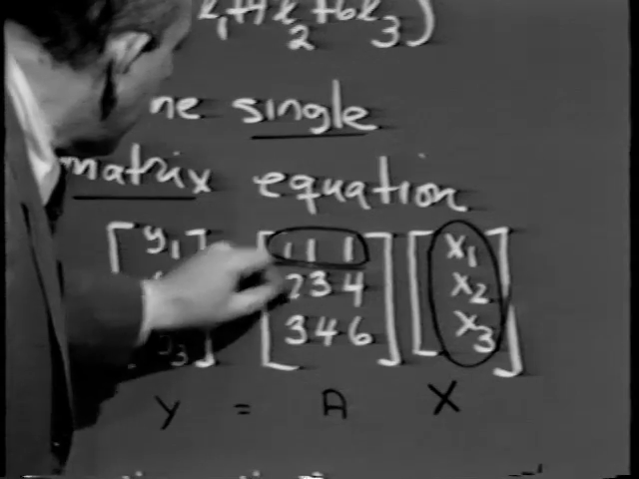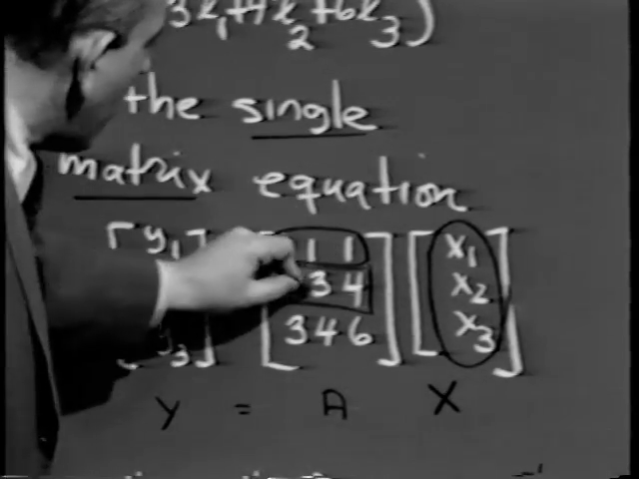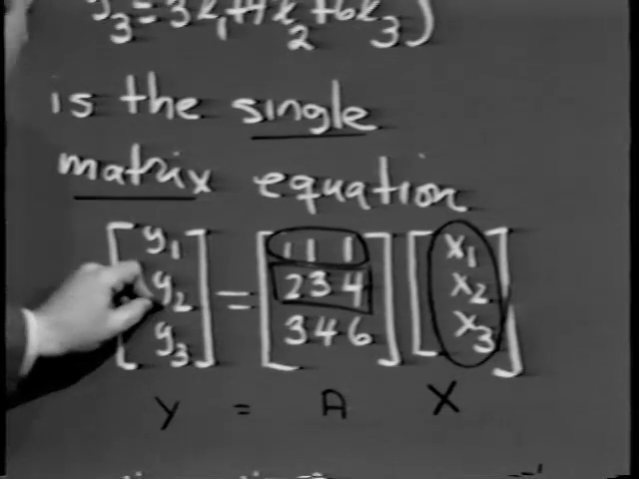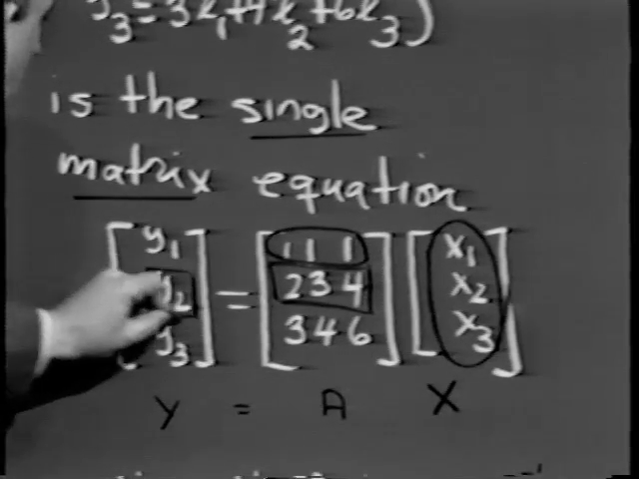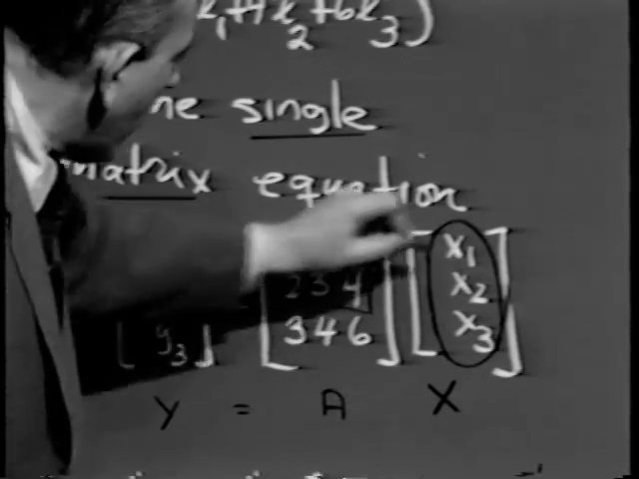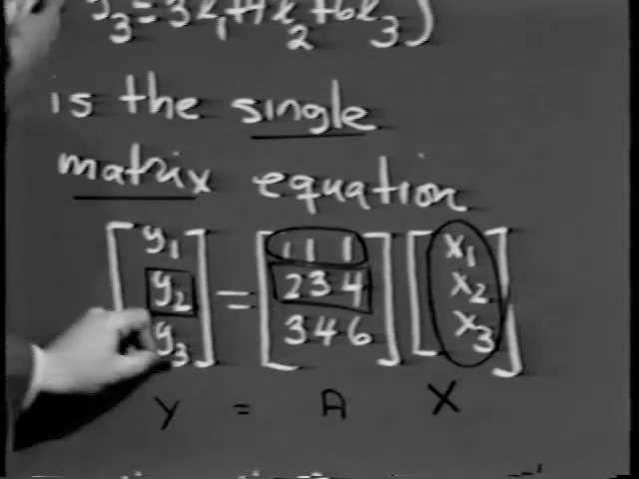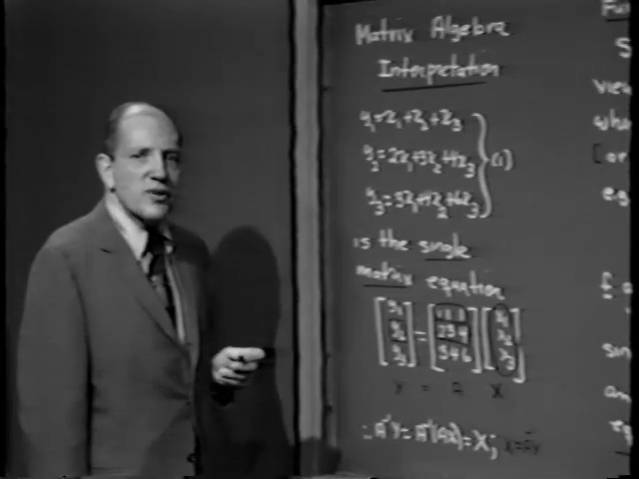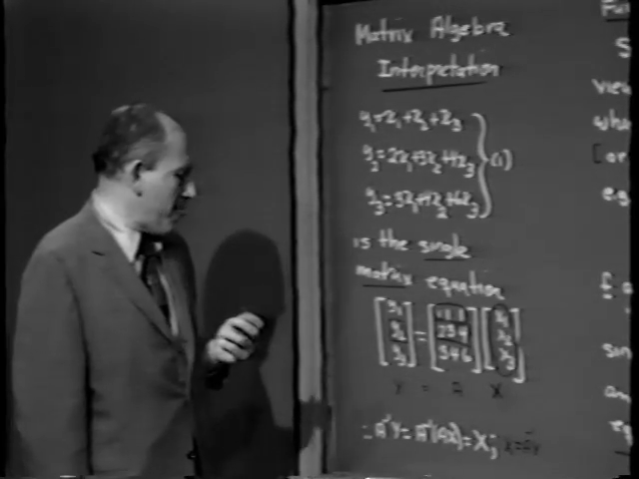Similarly, 2 times x1 plus 3 times x2 plus 4 times x3 is going to have to equal y2. And similarly, 3 times x1 plus 4 times x2 plus 6 times x3 is going to have to equal y3. And that's precisely the original system of equations that we began with.